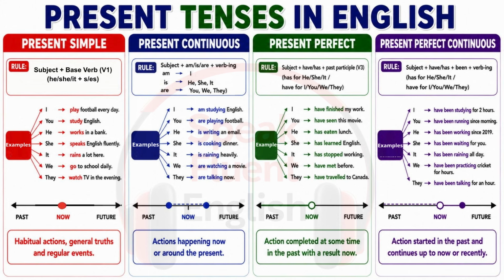Finally, present perfect continuous. We use this tense for actions that started in the past and continue until now or recently stopped. The rule is subject plus have or has plus been plus verb ing. For example, I have been studying for 2 hours.